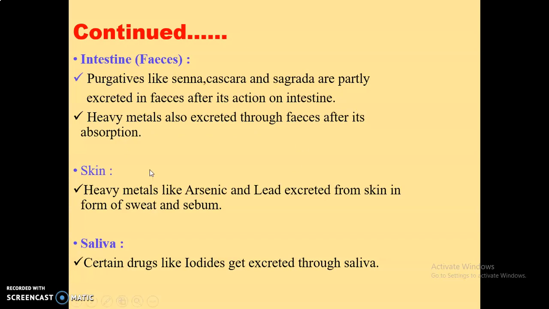Skin. The metalloids like arsenic and lead are eliminated by the skin in minute quantities in the form of sweat. This is the reason behind the occurrence of skin rashes, that is repeated elimination of these metabolites through the skin. Saliva. Only a minute quantity of drug gets excreted through saliva. Saliva is the secretion of the salivary glands in the mouth. An example of a drug excreted by saliva is iodide.